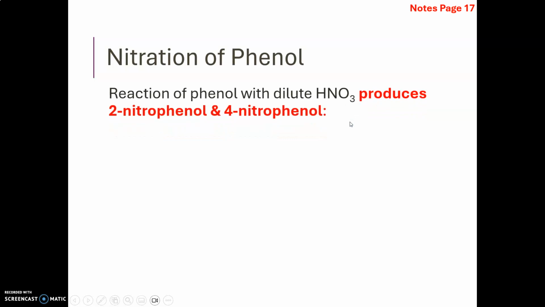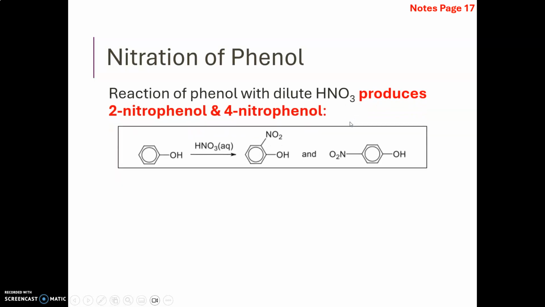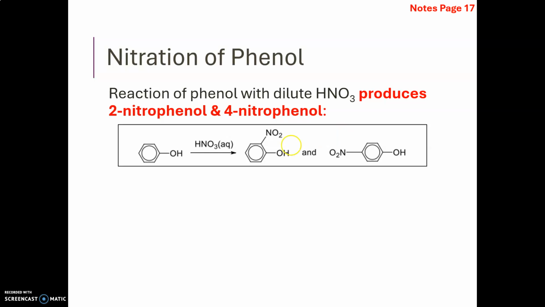So we're going to look at nitration first. When you react phenol with dilute nitric acid, you will produce a mixture of 2-nitrophenol and 4-nitrophenol. So even dilute nitric acid is sufficient to nitrate phenol, whereas if you want to nitrate benzene, even for mononitration, you will need a mixture of concentrated sulfuric acid with concentrated nitric acid with heat.